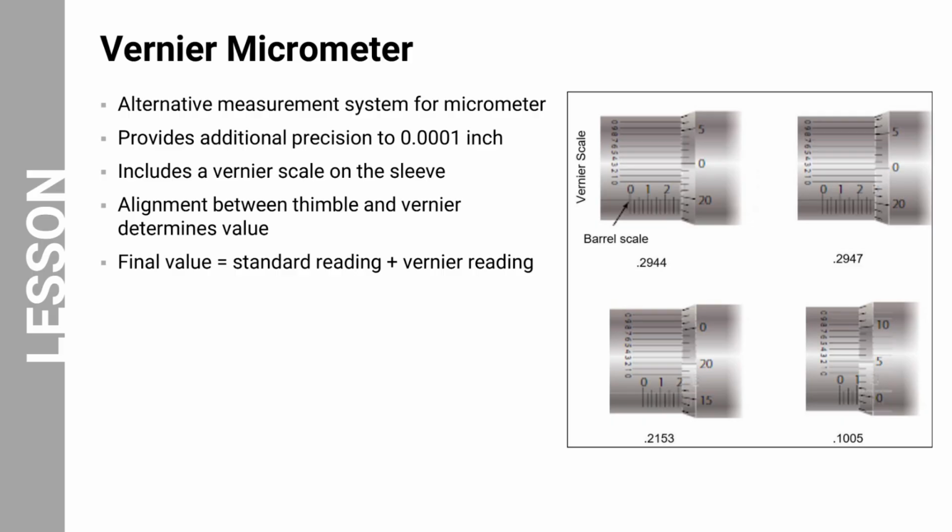For applications requiring higher precision, vernier micrometers are used. These tools measure to 0.0001 inch. A vernier scale is added to the sleeve. The aligned marking between the vernier and thimble determines the additional value. This allows for very fine measurements. These tools are used in high tolerance applications where standard micrometers are not sufficient.